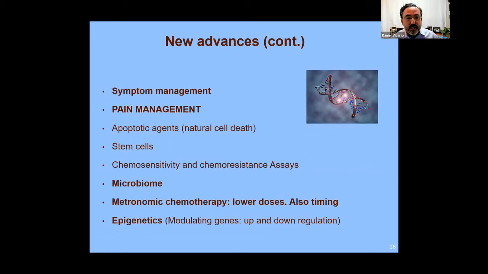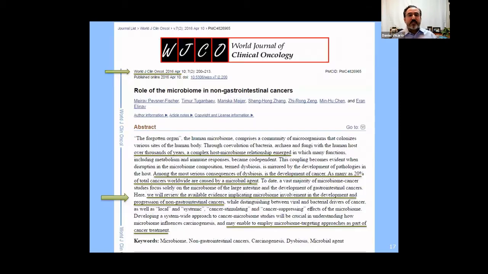Symptom management has advanced a lot. Pain management is so important. Apoptotic agents, stem cells, chemosensitivity, microbiome, metronomic chemotherapy, which is lower doses, and I'll show you some information. We'll talk about epigenetics. So here in the World Journal of Clinical Oncology from 2016, I tried to find an ASCO. I couldn't find anything yet about microbiome, but they really review the evidence implicating microbiome involvement in the development of progression of non-GI cancers.